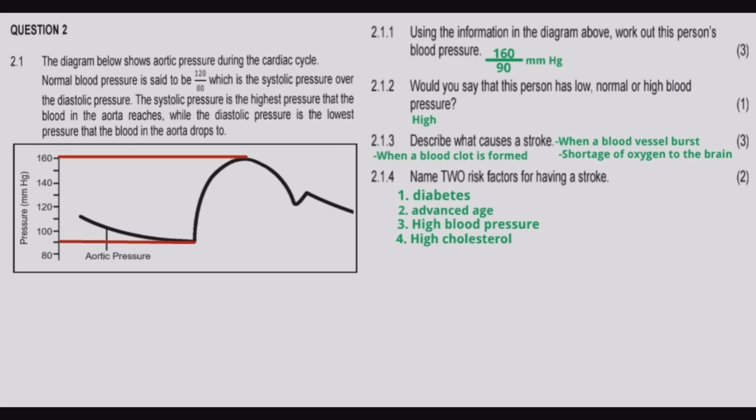It's not definite, it's not a sure thing, but if a person has got high cholesterol, that means the chances of suffering from stroke are also high. Okay, so basically these are the possible answers. So you can pick two from these and write them there.